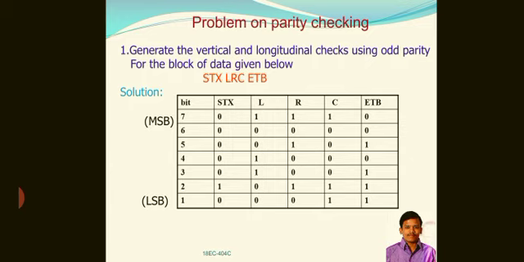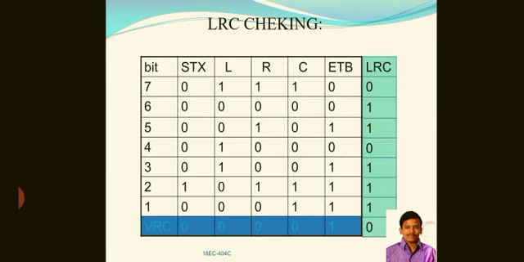Now we will see in the longitudinal method and vertical redundancy check method how we will add the extra bits. First we will see LRC, that is longitudinal redundancy check. Within this table we are taking the two methods. First we will see LRC. Look at the last column, which is represented with LRC. Here we have to find the corresponding bits. In this one we are following odd parity.